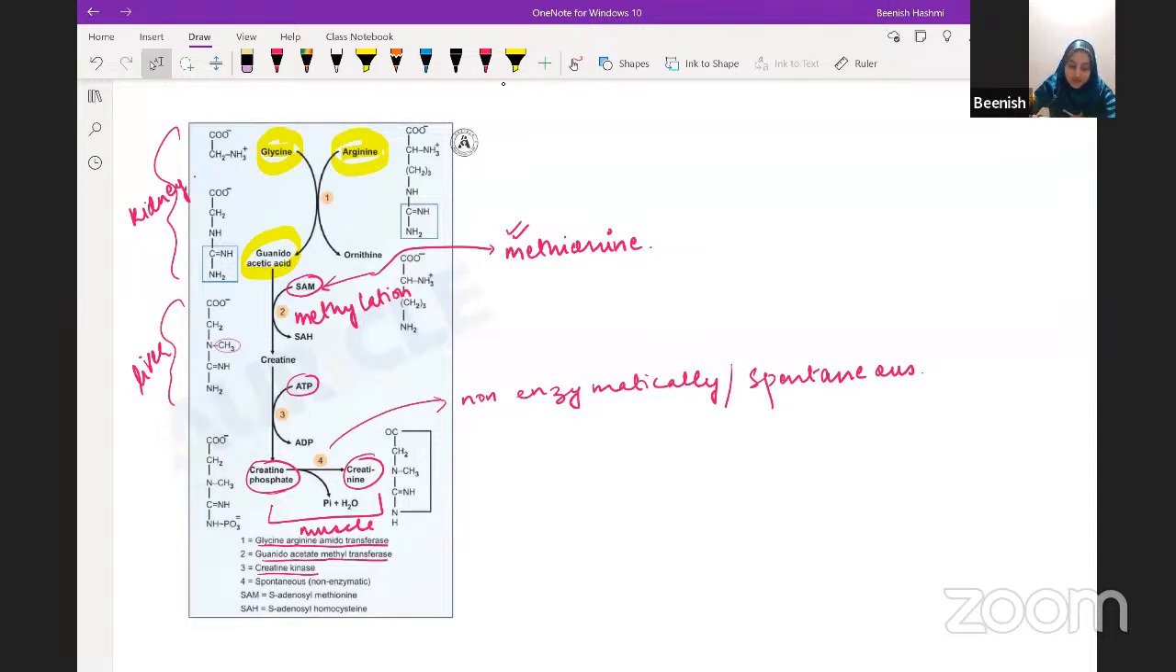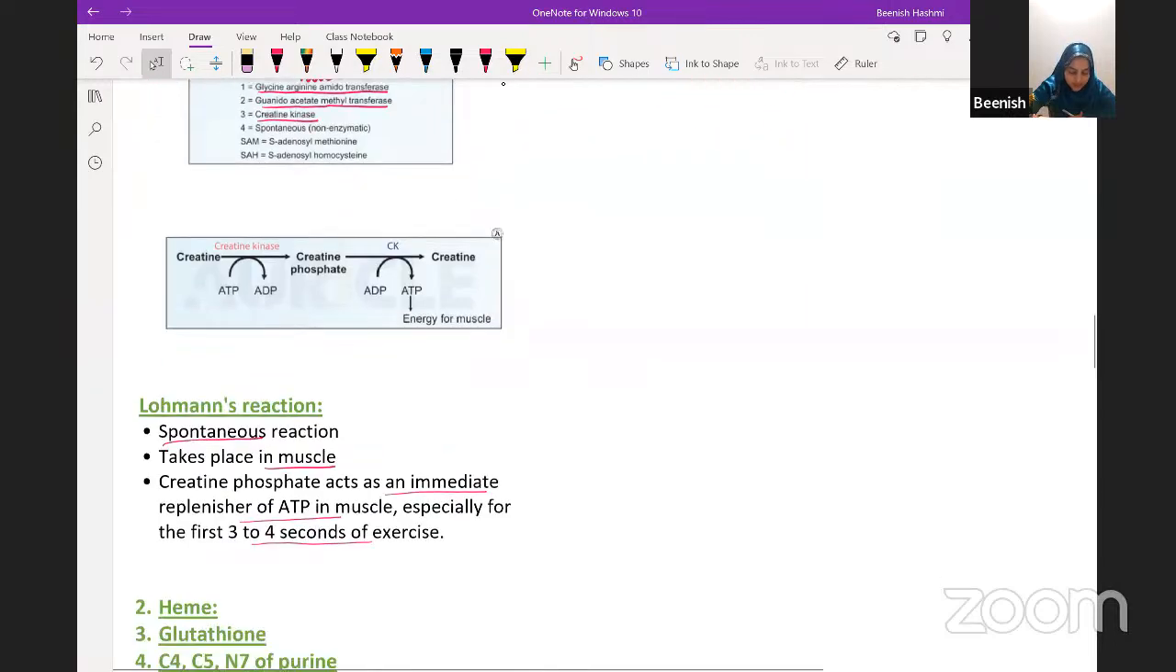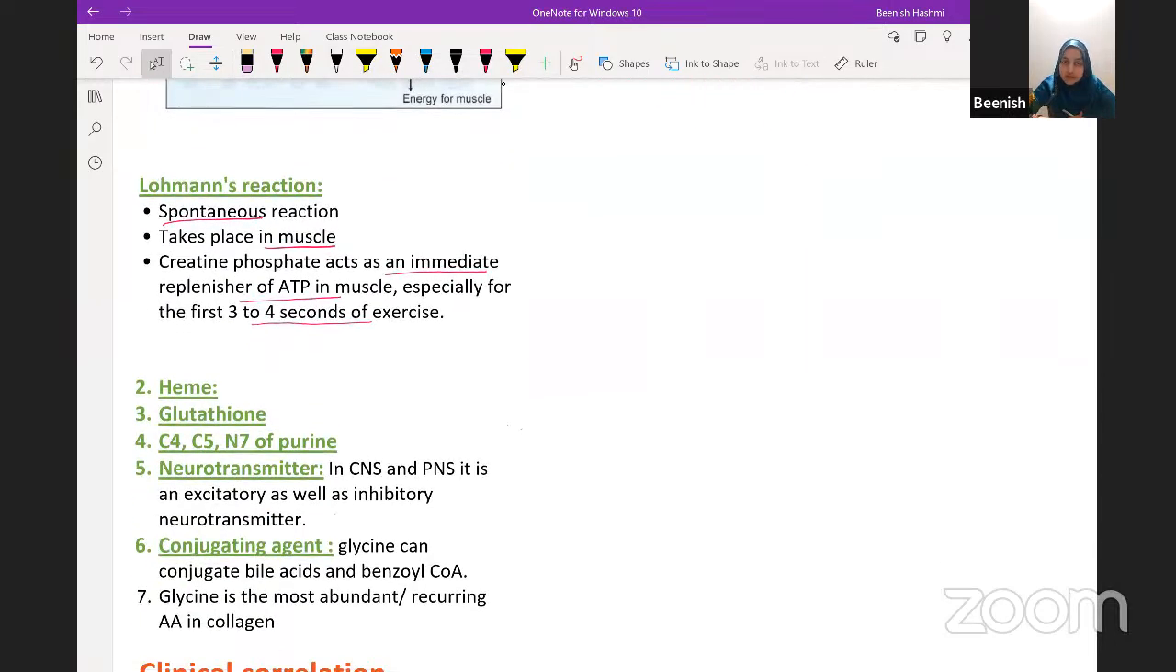Okay, so you need to know which reactions are taking place where. The first one, the combination of glycine and arginine, or the formation of guanidinoacetic acid, is taking place in the kidney, the methylation is taking place in the liver, and the Lohmann's reaction is taking place in the muscles. Okay. Now, the other products that are synthesized from glycine, you have your heme. We'll talk about this in great detail in an entire chapter devoted to heme synthesis. But for now, I'll briefly tell you that your succinyl-CoA combines with glycine, and then the pathway starts, and ultimately what is formed? Heme is formed.